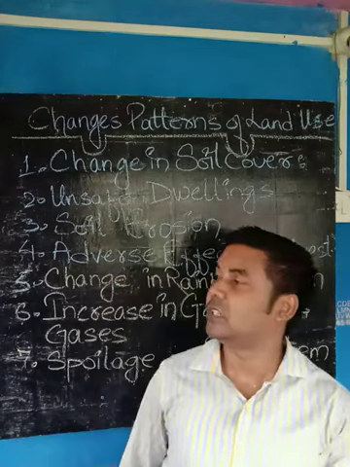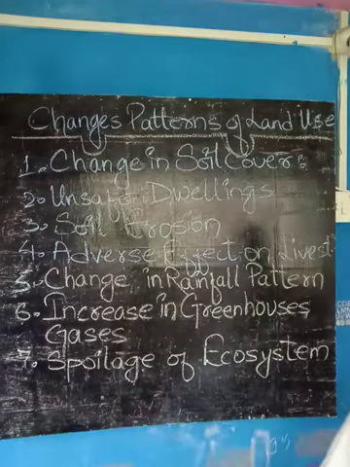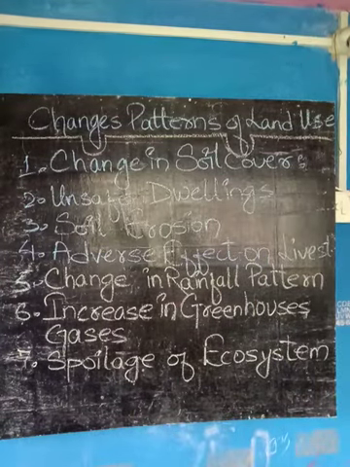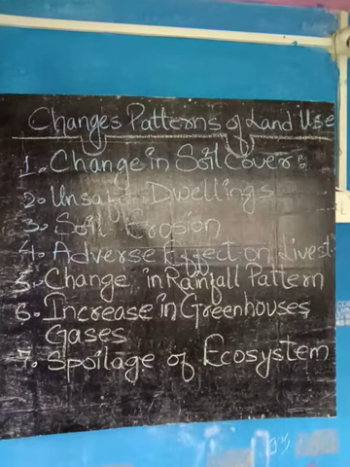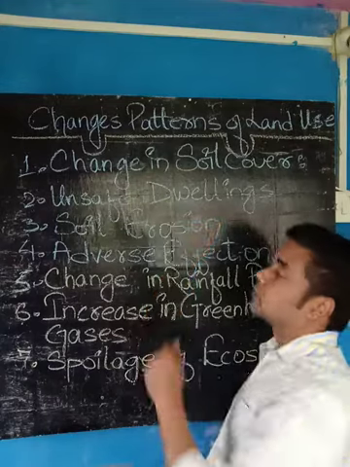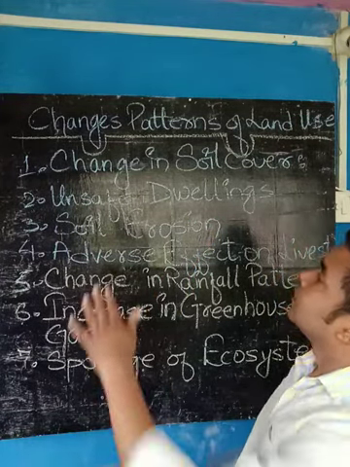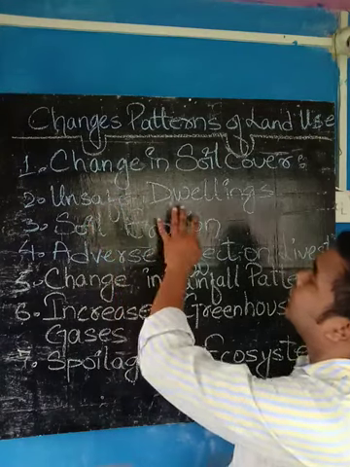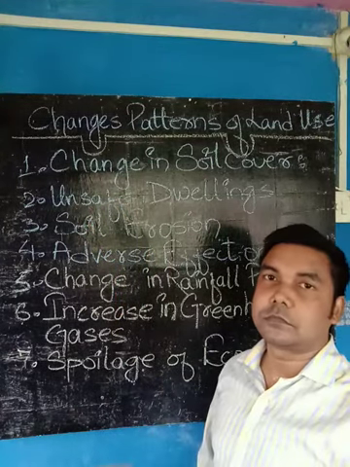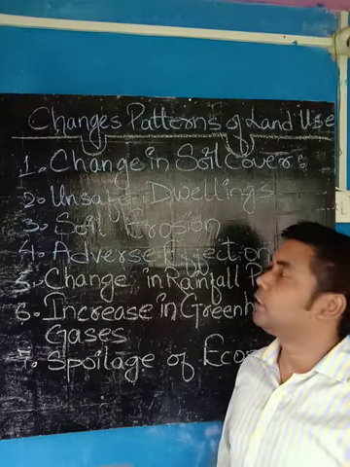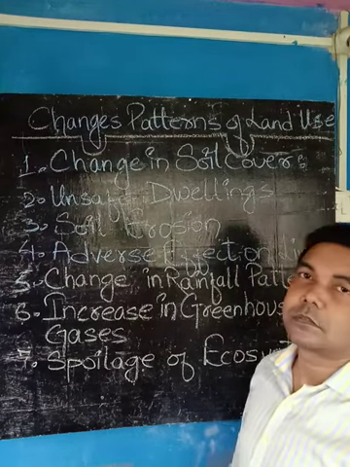So just see on the board, what are the points we have discussed. First point says, change in soil cover. The topmost layer of the soil is changed. Unsafe dwelling, because of the misuse of the land, unhygienic condition is prevailing. The people need to live in an unhygienic place.